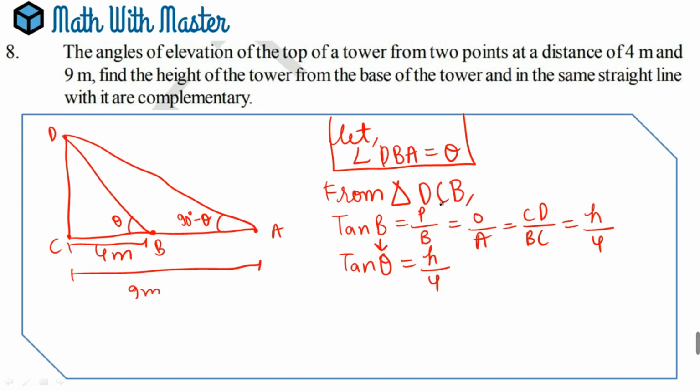So now we have found tan theta, which is H by 4. Now you will understand why I am writing cot theta over here. Cot theta will be 4 by H. Yeah. So now we have found this.